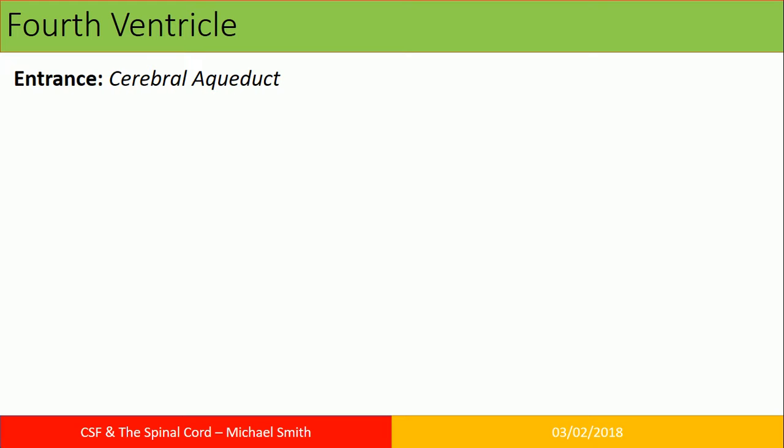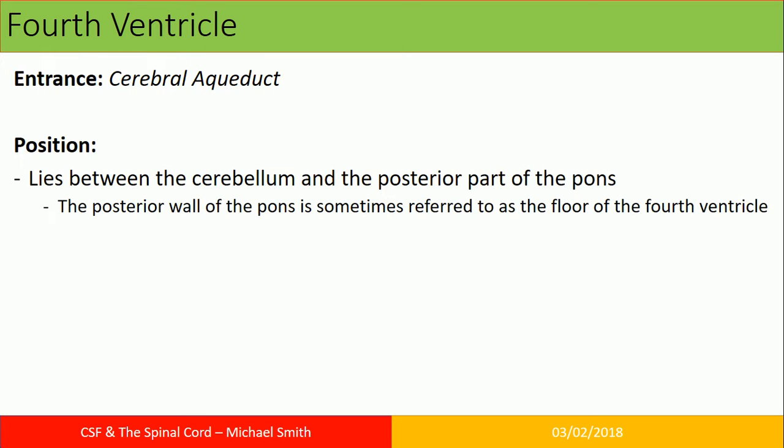So our fourth ventricle sits behind the pons. So this is why the posterior wall of the pons is sometimes referred to as the floor of our fourth ventricle. And this means that problems within the fourth ventricle can lead to compression of the pons.